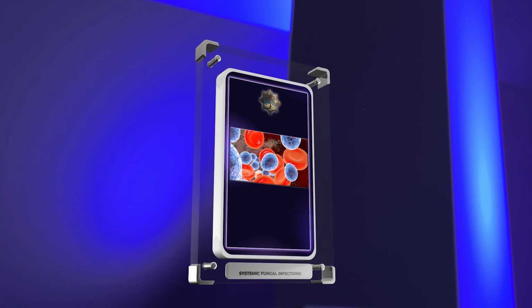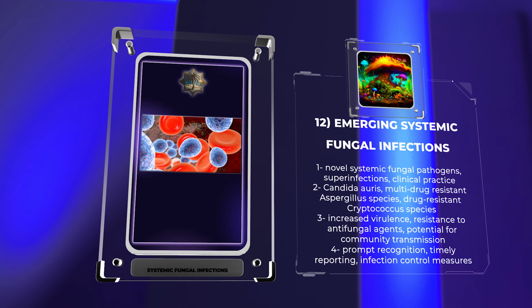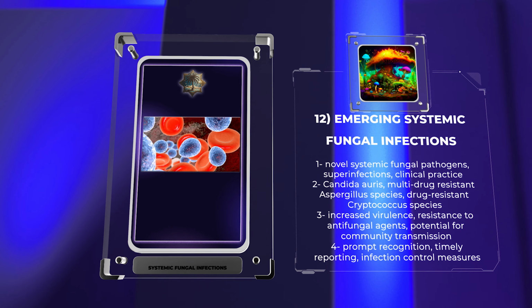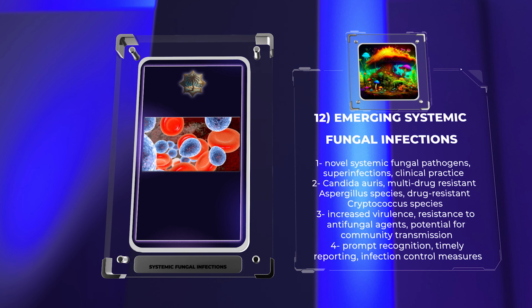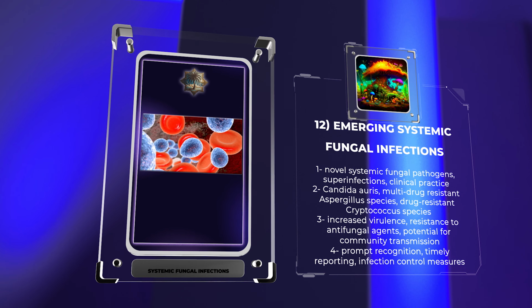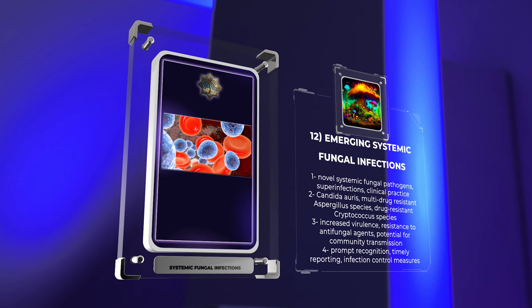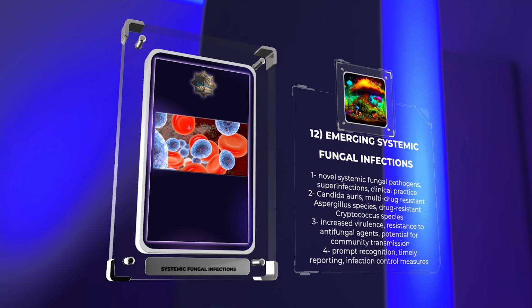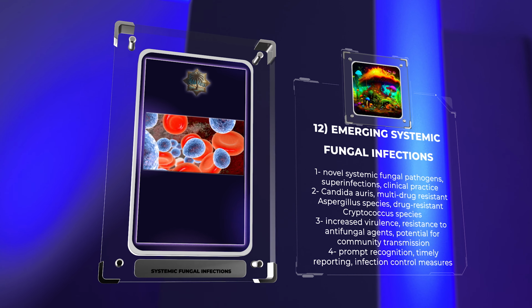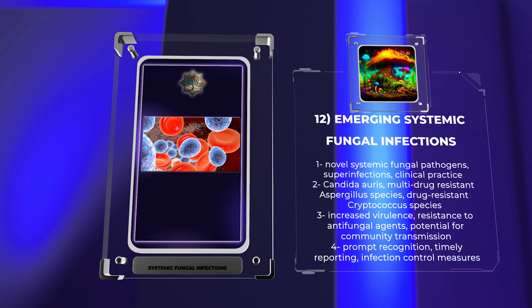The emergence of novel systemic fungal pathogens and the occurrence of superinfections pose significant challenges in clinical practice. Pathogens such as Candida auris, multi-drug-resistant Aspergillus species, and unique drug-resistant Cryptococcus species have been reported globally. These emerging infections often demonstrate increased virulence, greater resistance to antifungal agents, and potential for community transmission. Prompt recognition, timely reporting, and implementation of infection control measures are essential to mitigate the impact of these emerging infections.